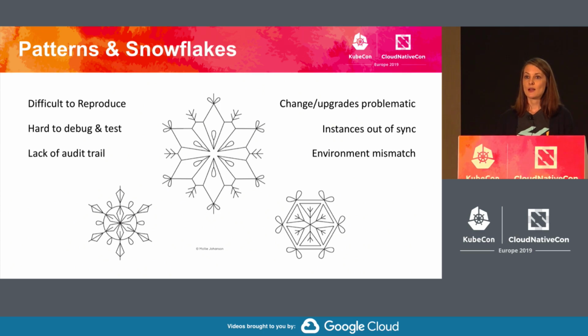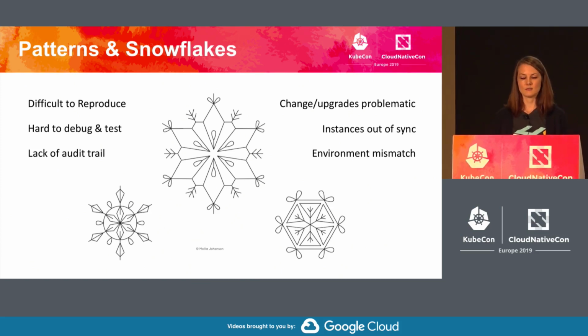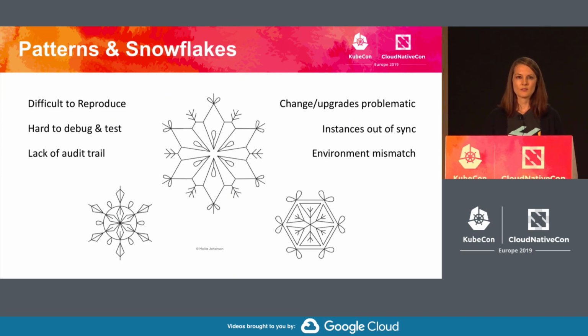Also, instances can become out of sync. And then it also can lead to environment mismatch. So typically we want dev, stage, and production to all match. And when we're dealing with Snowflake servers, this typically can be a problem. And finally, there's also lack of audit trails, so understanding how, who, and when a change was initiated. So we're really going to focus on patterns. That's a theme you'll see today throughout the talk. And how can we balance similarities with uniqueness?